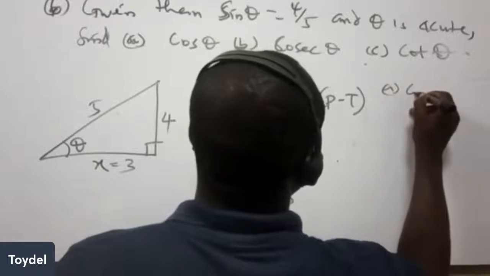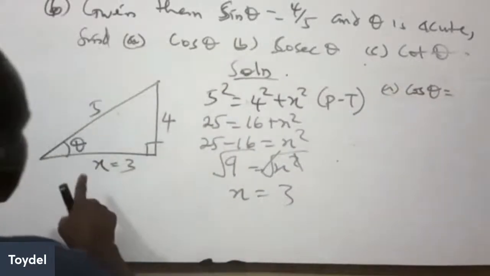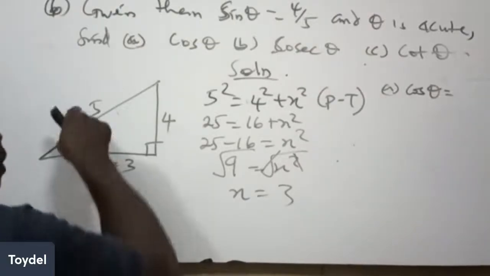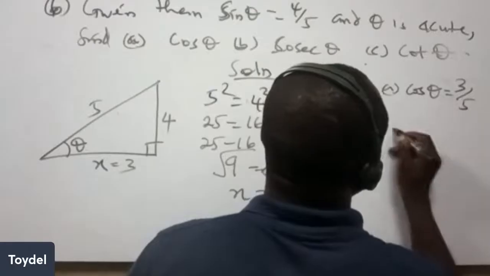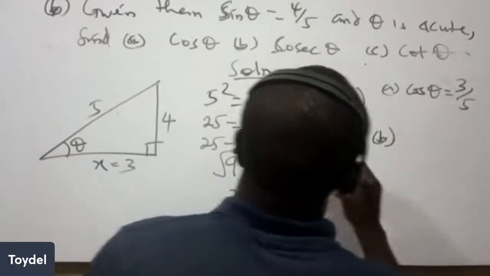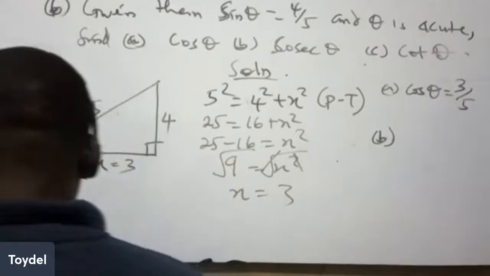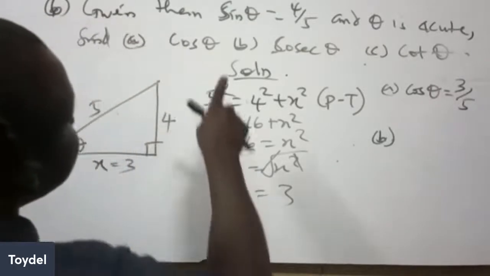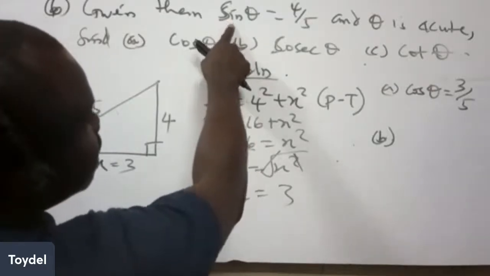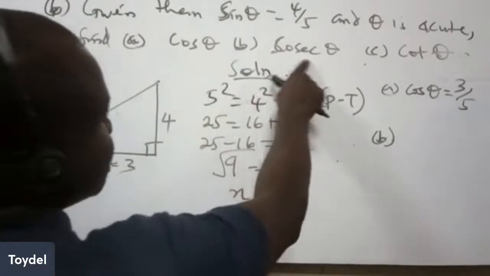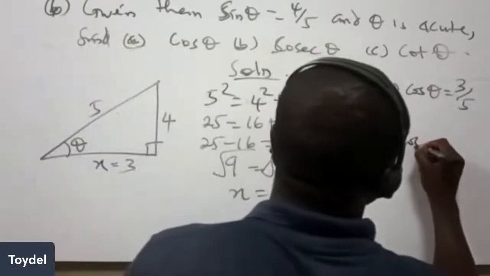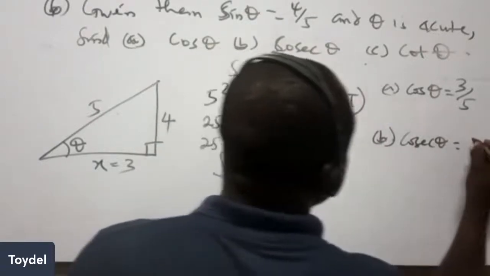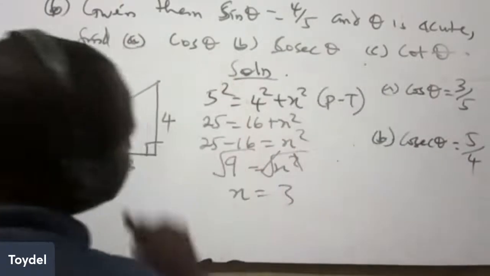Since we know the 3 sides now, we can go ahead and solve for what we are required. The first one, we have to find cos theta. So cos theta will be, SOHCAHTOA, cos is adjacent all over hypotenuse. That is 3 all over 5. Then B, we have to find cosec theta. So what is cosec theta? Cosec theta is the reciprocal of sine. That is 1 all over sine theta. So cosec theta will now be 5 all over 4.